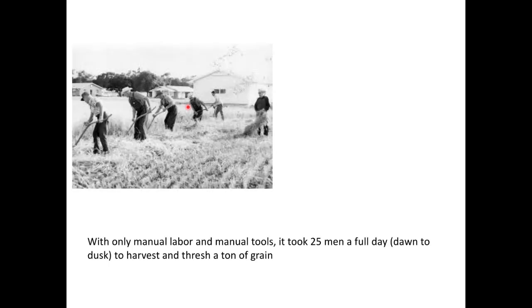Imagine in the 1800s, you were a farmer and you were threshing grain. So think of wheat, and we're threshing it here for the purpose of making flour to bake bread. With only manual labor and manual tools that you see in the photograph, it would take 25 men a full day from the time they got up in the morning until the time the sun set to harvest and thresh a single ton of grain. So think 25 men, one full day, one ton. And then what happened? I'm going to play you a video of the next game changer.